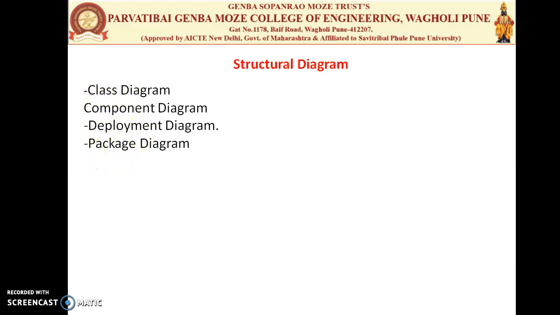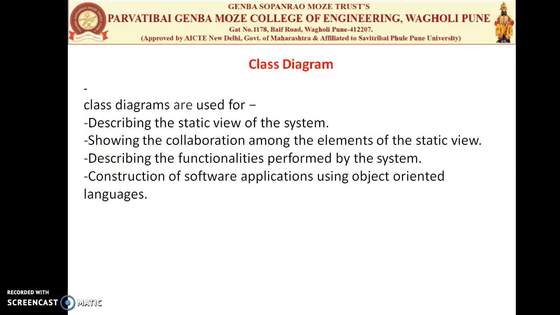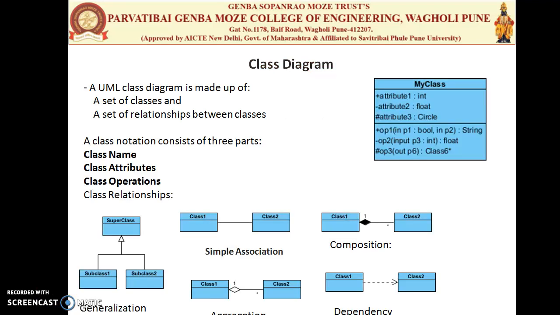So we'll start with the class diagram. The class diagram is used for describing the static view of the system, showing the collaboration amongst the elements of the static view, describing the functionalities performed by the system, and constructing software applications using object-oriented languages. So it has different elements under the class diagram. We have different relationships also.